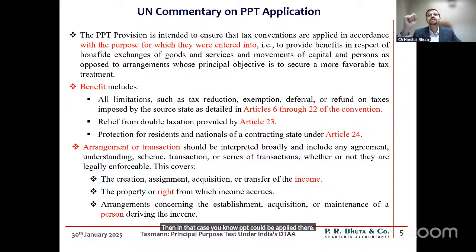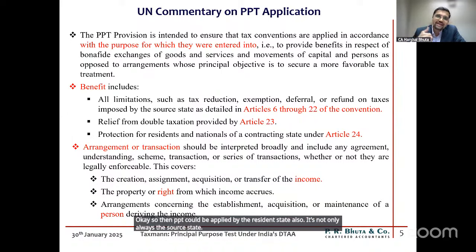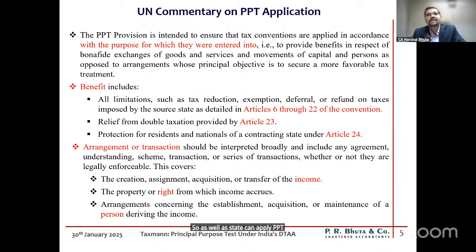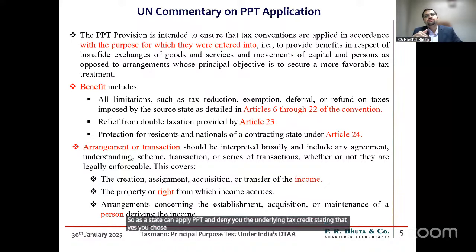Okay. So then PPT could be applied by the resident state also. It's not only always the source state. So resident state can apply PPT and deny you the underlying tax credit, stating that yes, you chose this particular jurisdiction specifically to gain access to the underlying tax credit under the India-Singapore DTA.